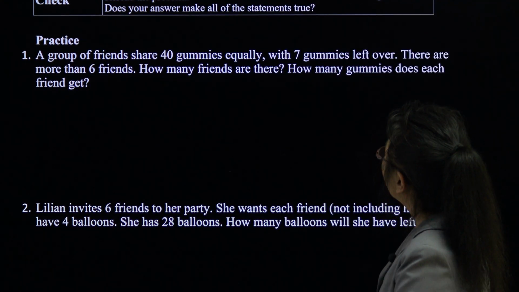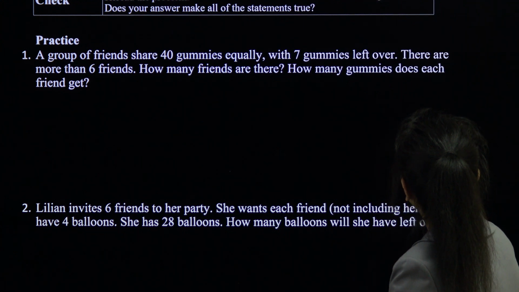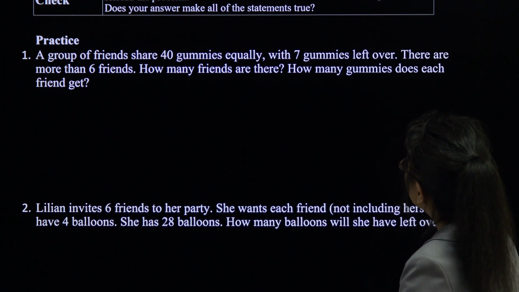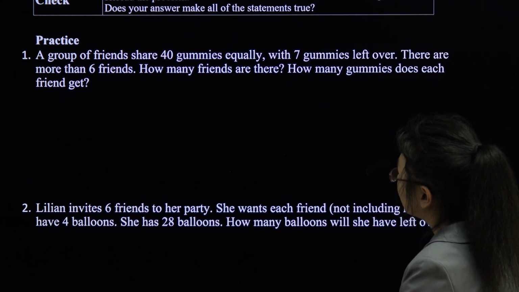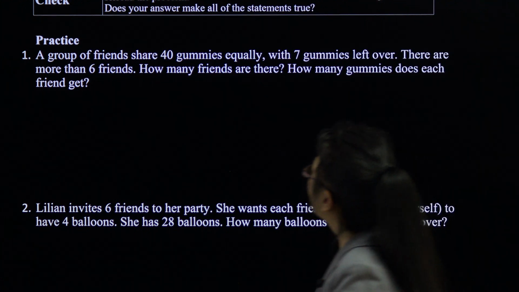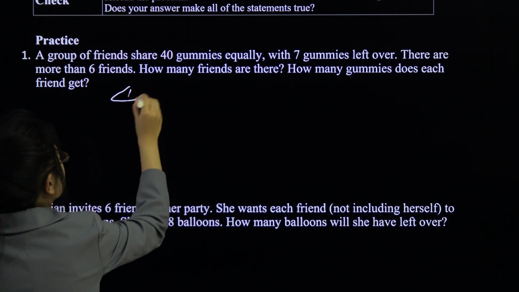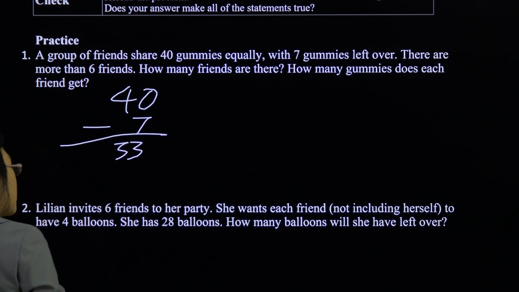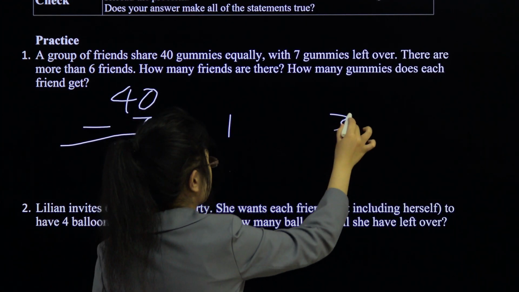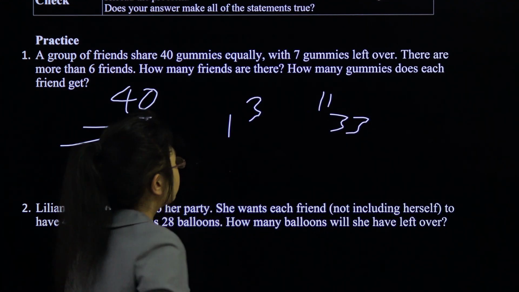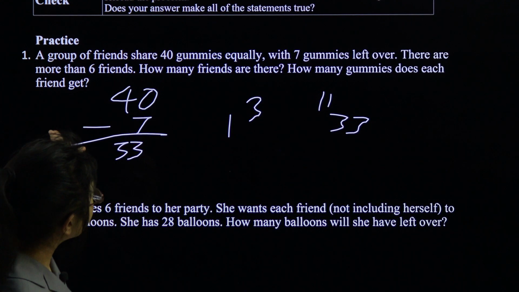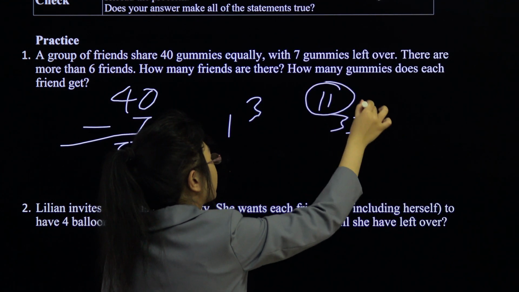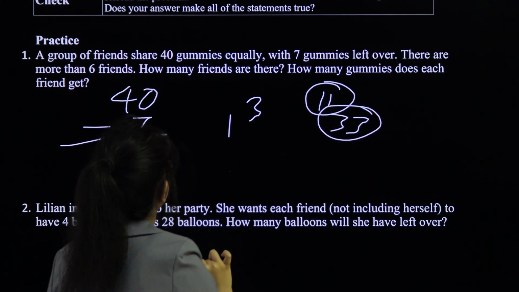A group of friends share 40 gummies equally, with 7 gummies left over. There are more than 6 friends. How many friends are there? How many gummies does each friend get? So, if there's 7 gummies left over, then it's 40 minus 7, which is 33. And 33 has the factors 1, 33, 3, 11. So if there's more than 6 friends, then there's either 11 friends or 33 friends.